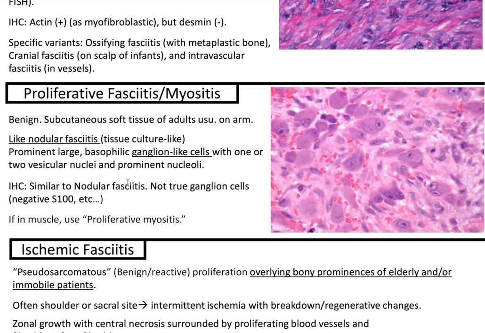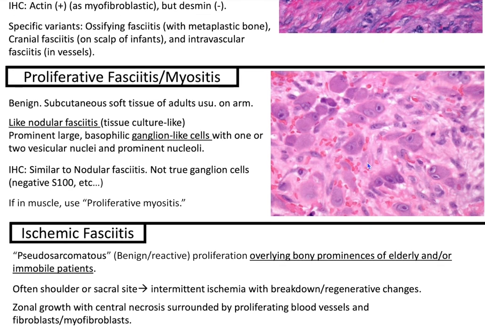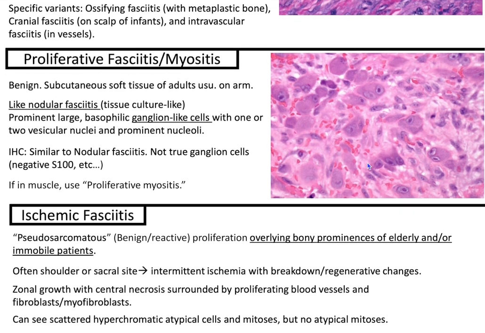IHC is similar to nodular fasciitis, and these are not true ganglion cells, as evidenced by the fact that if you get an S100, it will be negative. If it's in the muscle, it's proliferative myositis.